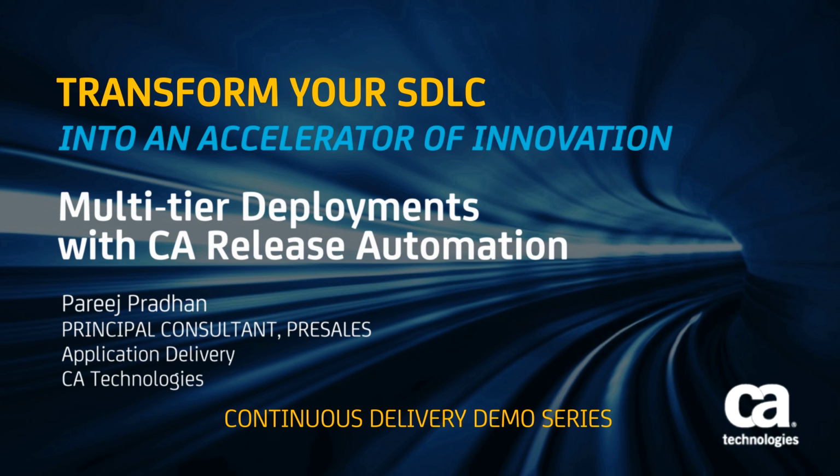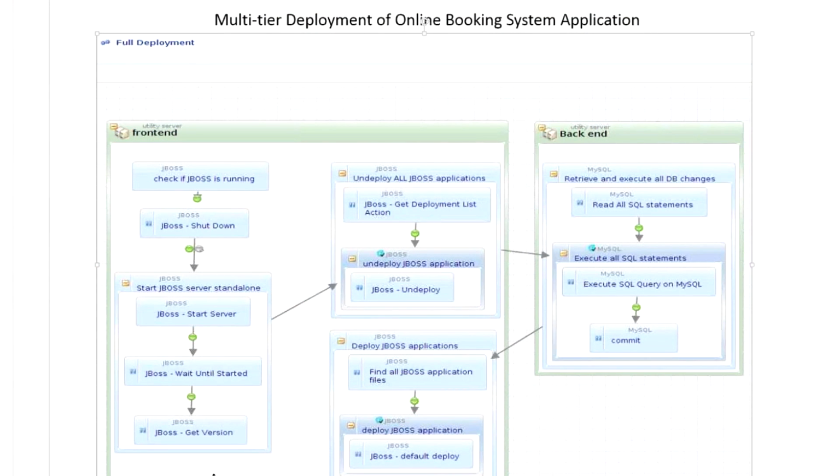CA's Release Automation solution solves this problem by automating and orchestrating the deployment of complex distributed applications to each tier and specific servers in a specific defined order. What that means is we do this by allowing cross-server type dependency within a deployment process. This means that within a single process, you can have different parts of the deployment process executing on different tiers with each linked together. So for this demo scenario, we're going to deploy a multi-tiered application called Online Booking System.